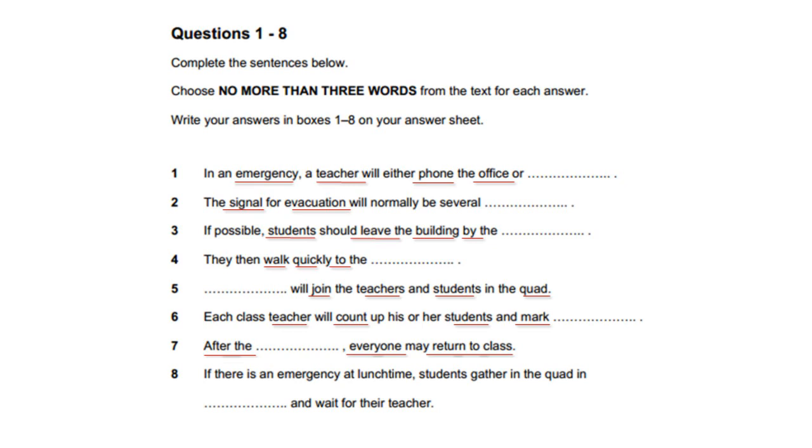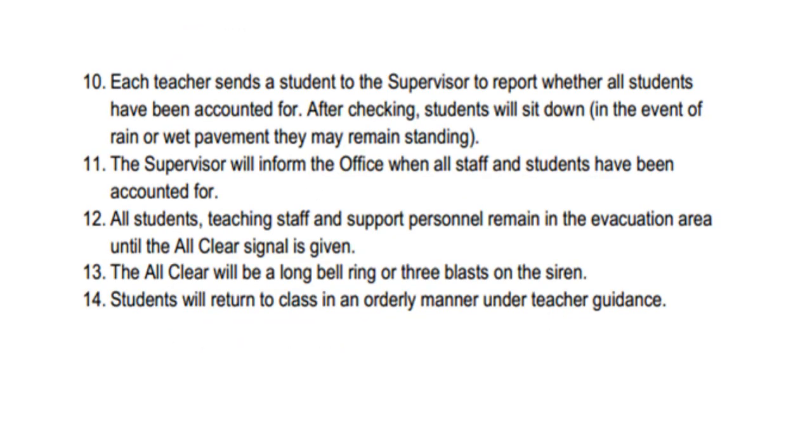Then go back up to the text and scan the text for the answer. Answer 7 should appear after the answer 6 in the text, so start reading from where you got answer 6 from. It says, each teacher sends a student to the supervisor to report whether all students have been accounted for. After checking, students will sit down. In the event of rain or wet pavement, they may remain standing. The supervisor will inform the office when all staff and students have been accounted for.